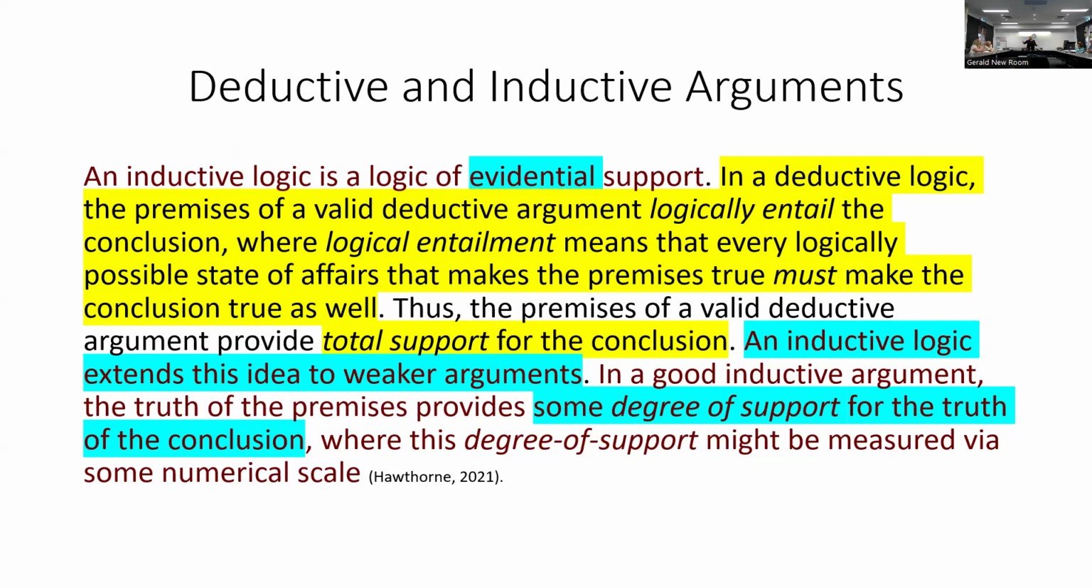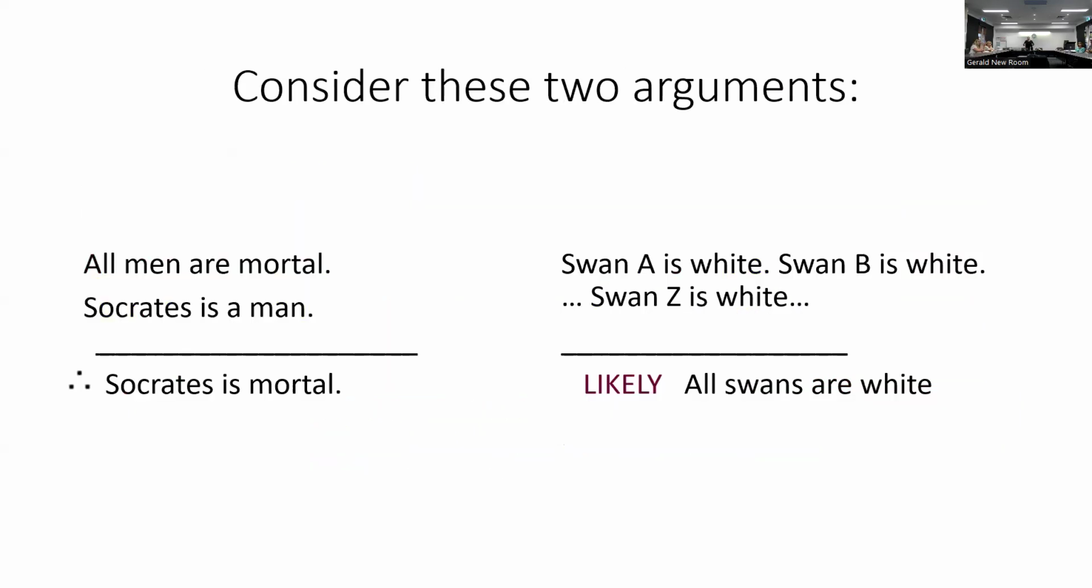All A's are B's, X is A, therefore X must be B. Once you are going about the emus or swans, I'm going to give you an excellent example. So, consider these two arguments. All men are mortal, Socrates is a man, therefore Socrates is mortal. This is a valid argument.